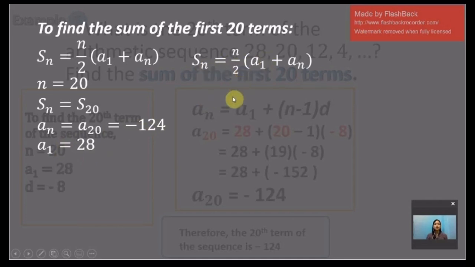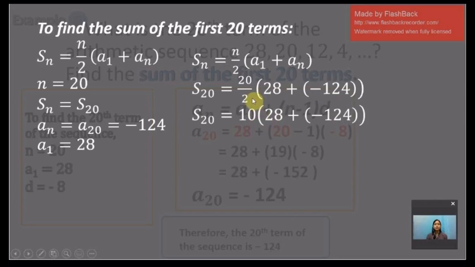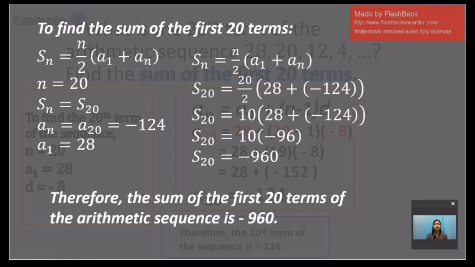So using this formula, substituting the values, we have S of 20 is equal to 20 over 2 times the quantity of 28 plus negative 124. So we have 20 divided by 2 is 10 times the quantity of 28 minus 124. So we have 10 times negative 96. The answer is negative 960. Therefore, the sum of the first 20 terms of the arithmetic sequence is negative 960.